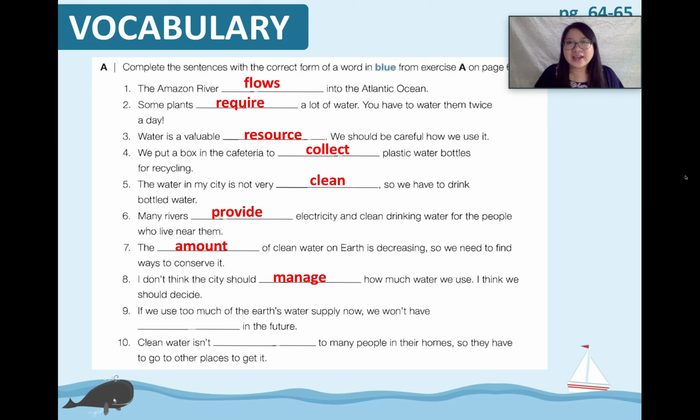9, if we use too much of the Earth's water supply now, we won't have enough in the future. 10, clean water isn't available to many people in their homes, so they have to go to other places to get it. Very good. Now let's think about our situation now in South Korea. Do you think the water in South Korea is clean? Do people have access to clean water? How much water do you use every day?